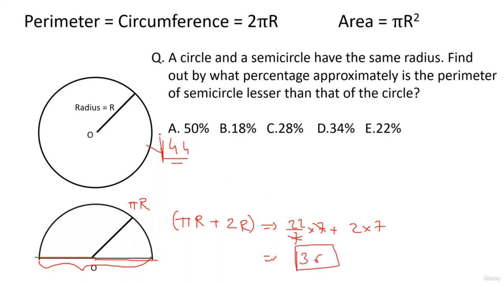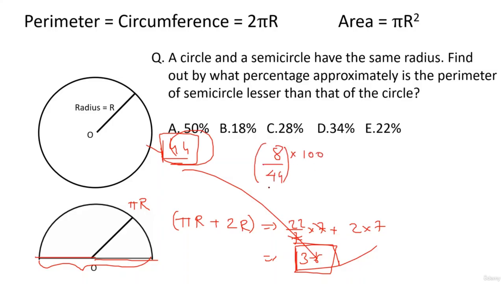Okay, now they're asking you by what percentage the perimeter of the semicircle, or the boundary of the semicircle, is less than that of a circle. How many units less is it? 36 and 44, the gap is 8 units out of the initial, which is 44, right? So what percent will that be? 8 by 44 times 100.